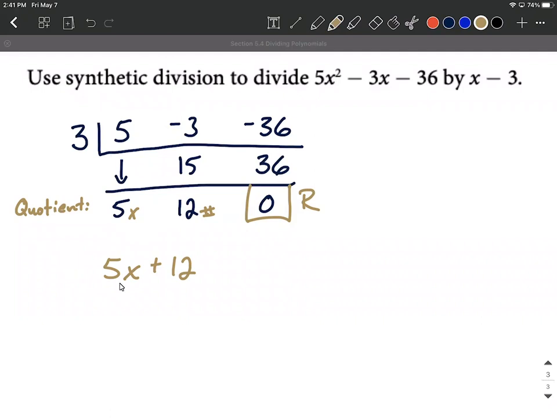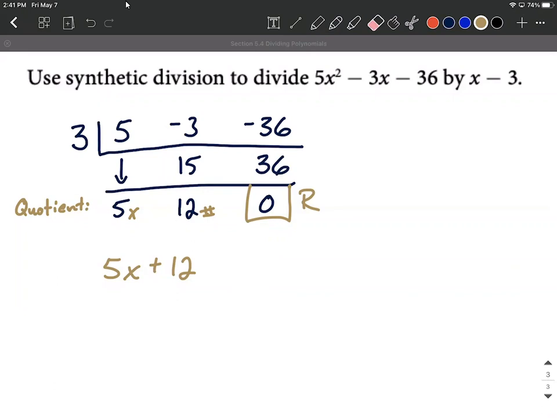Our synthetic division on this one worked out pretty nicely because our remainder was 0. We could tack on plus the remainder divided by the divisor at the end. However, when you have 0 divided by something, that's 0, and adding a 0 to the end isn't going to improve our solution, so let's go ahead and drop that off.